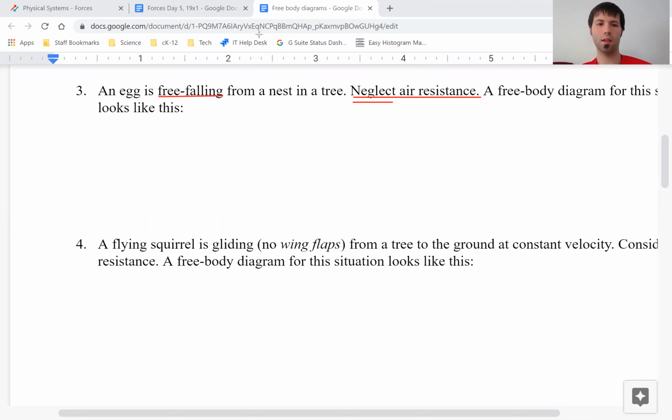Okay. So first of all, let's think about whether this is balanced or unbalanced. So an egg is free falling. And whenever you see that word free fall, it always indicates acceleration. This is something that we didn't touch on with our kinematics that we probably could have. But whenever objects fall to the earth, they accelerate.